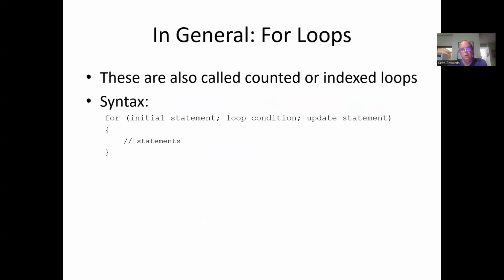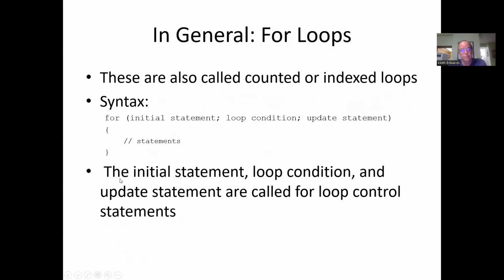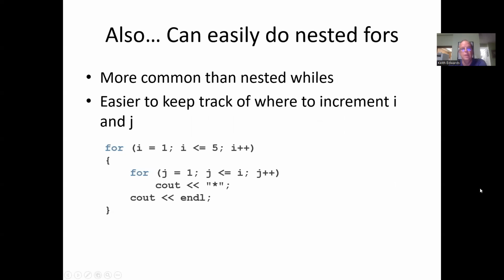So for loops are called counted or indexed loops. We have the initial statement, the loop condition, and the update statement, and we put them all inside the parentheses here. Notice again, no semicolon goes at the end. And then the statements that we want to do each time it loops through are enclosed inside the braces. Basically those initial statement, loop condition, and update statements are all called loop control statements.